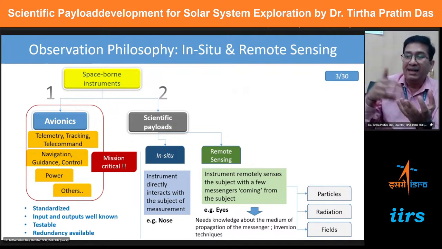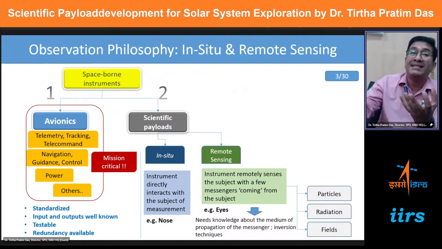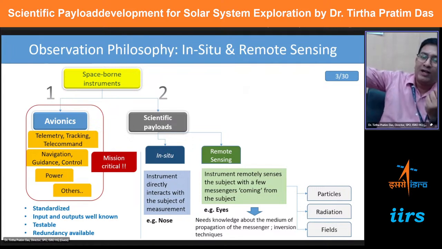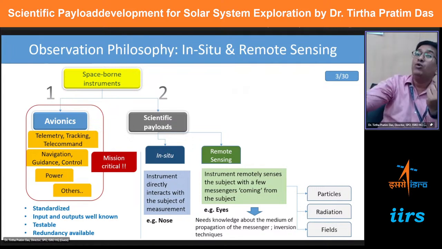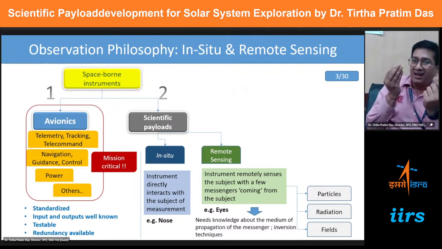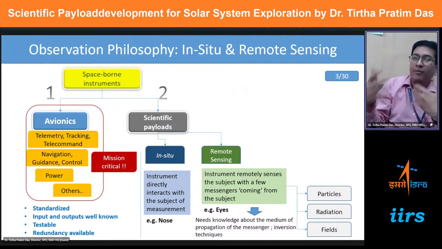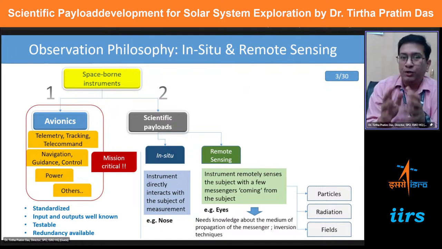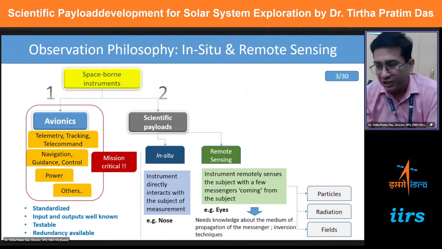But the remote sensing measurements are such that the instrument remotely senses the subject with a few messengers coming from the subject. Here you take the same example of a mango. I want to study the mango. I keep the mango at some distance, and with my eyes I look at the mango, and the light which is coming out of the mango is carrying the information about the color of the mango, shape of the mango, texture, and so on and so forth. Now here is a catch between these two, in situ and remote sensing observations.